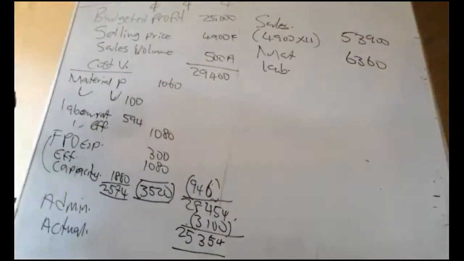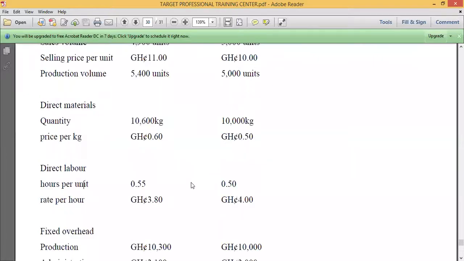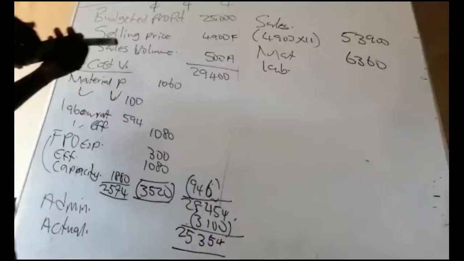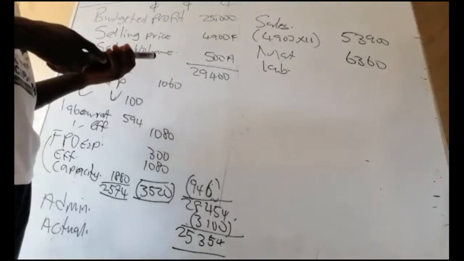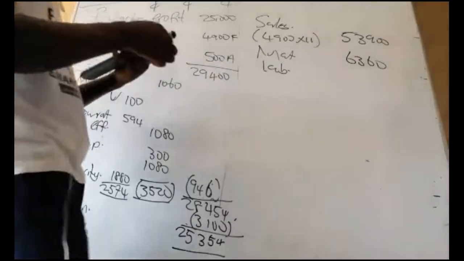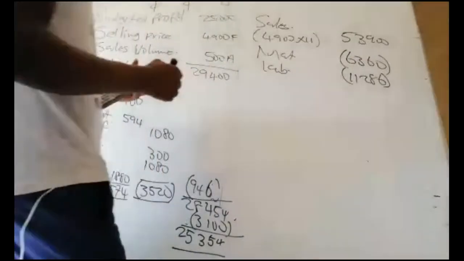So 6,360. Actual labor cost. I think the actual labor cost we came out close to. So labor cost will be the actual labor cost, 3.8 times 0.55 times the 5,400. Good, so that's the actual labor cost. Yeah, so you came across it. So 11,286. Good. Don't forget to put the cost in brackets.